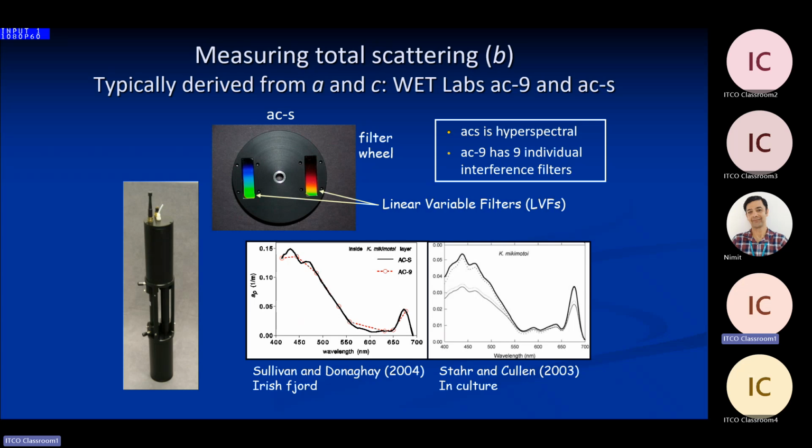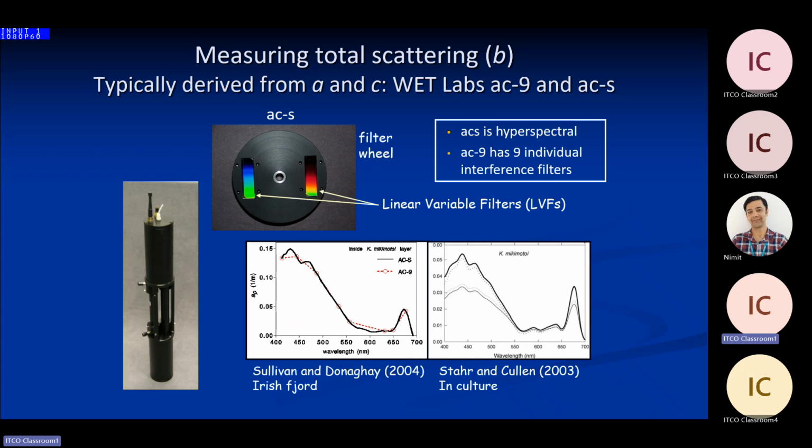An AC device from Wet Labs, there's an AC9, which has 9 wavelengths. There's the ACS, which is hyperspectral. But it has one tube, and we're going to have a practical on this, so you guys are going to be intimately familiar with the AC devices. But one tube measures absorption, the other tube measures attenuation. And the hyperspectral version has this filter wheel that the incident light beam traverses that disperses the incident light into all these individual bands, and that's how it measures the spectral, hyperspectral absorption and attenuation. The AC9 has discrete interference filters on that wheel, nine discrete interference filters.